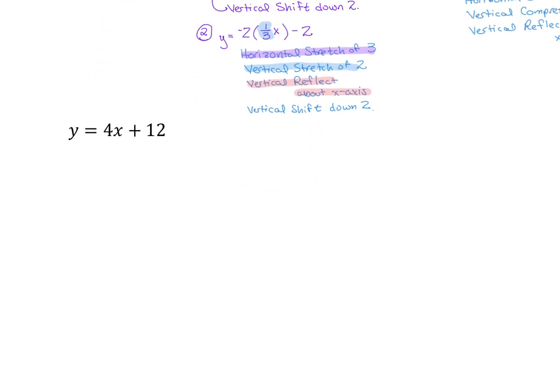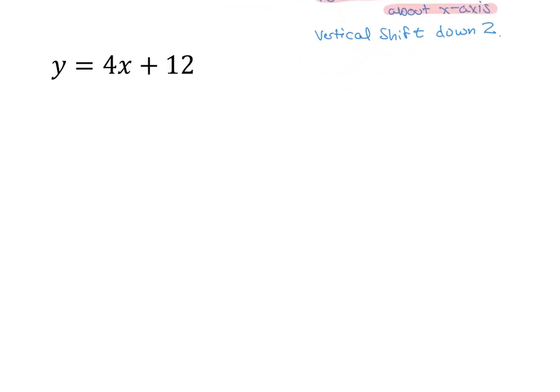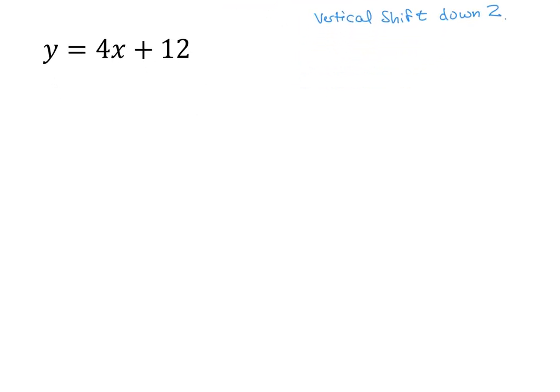All right, let's try one more. Let's come down to the last one. We're going to start with the basic one. The basic one tells us that we have a 4 on the outside. This is going to be a vertical stretch by 4. And then we also have our plus 12 on the outside, which is going to be a vertical shift up 12.